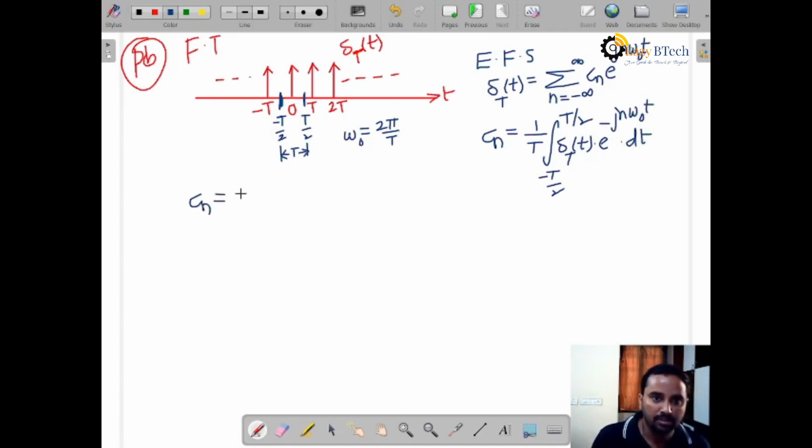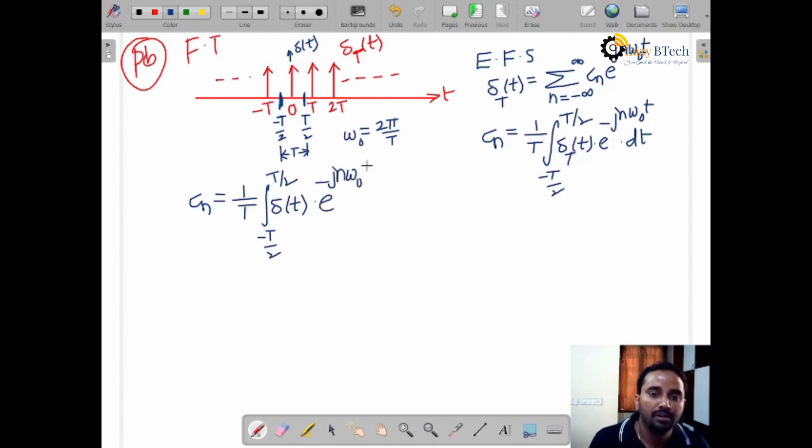So cn is equal to 1 by T, the time period is T, with limits minus T by 2 to plus T by 2. Over these limits we have only one impulse, that is at 0. So del T of t will become del of t. We have the impulse at t equal to 0 between minus T by 2 and plus T by 2. So I am taking the integral of del of t e to the power minus jn omega naught t dt.